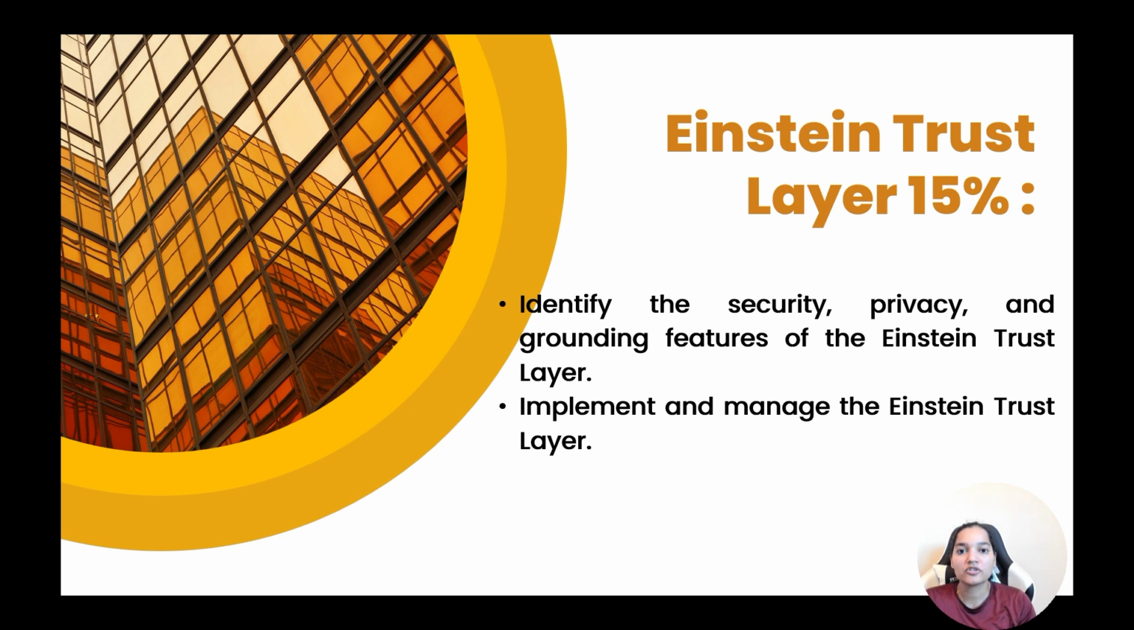This particular section contributes to about 15% of the exam, and there are two main objectives for this section. So number one objective you have is to first learn about what is Einstein Trust Layer, what are the different security, privacy and grounding features of this trust layer, and the second objective is to implement and manage the Einstein Trust Layer. That is the second most important objective. This contributes to about 15% of your exam.